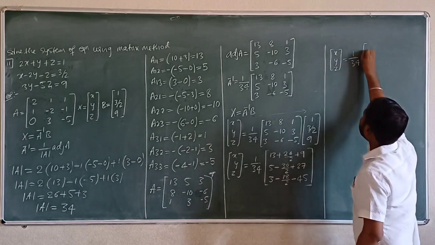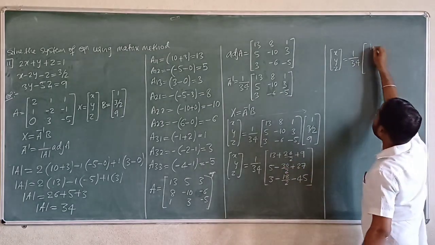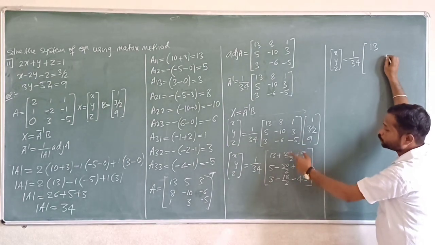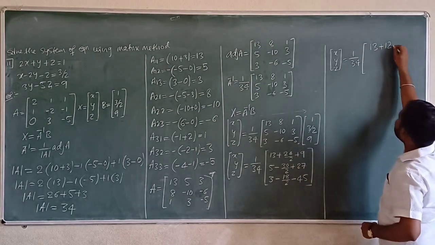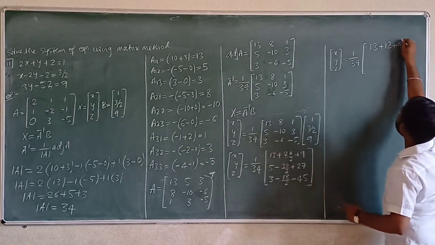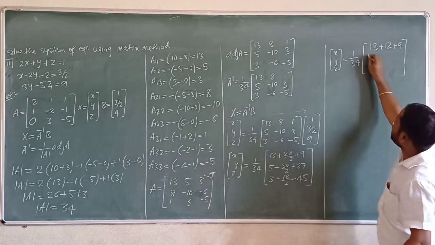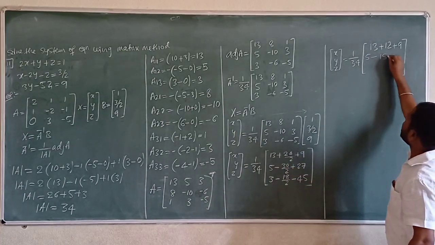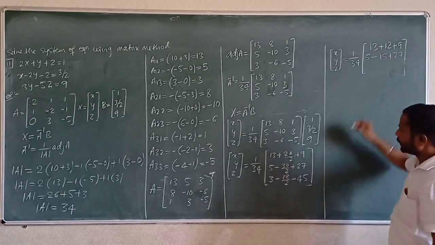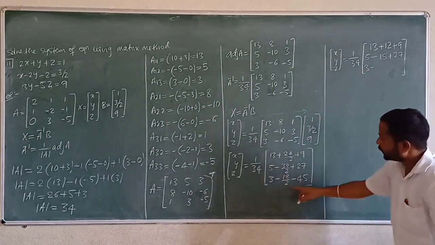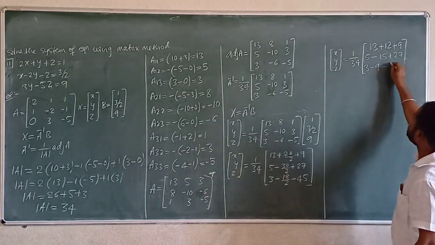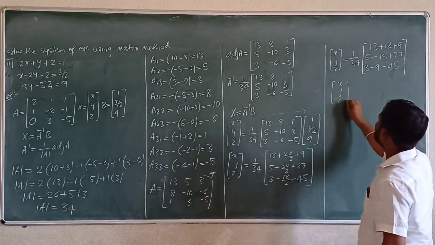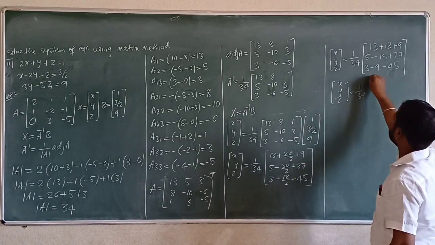Keep as it is into now. Simplify this one. 13 as it is. 24 by 2 meaning 12. Plus 12, plus 9 as it is. Then 5 as it is, minus 2 fifteens are minus 15, again plus 27 as it is. Next 3, minus 2 ones are 2, 9s are 1, 2 nines are minus 45. Then X, Y, Z is equal to 1 divided by 34 as it is.